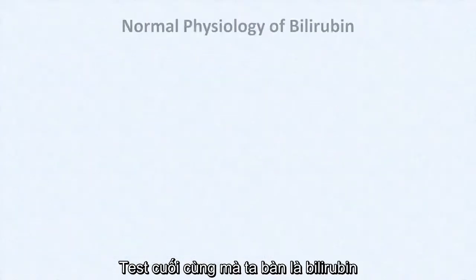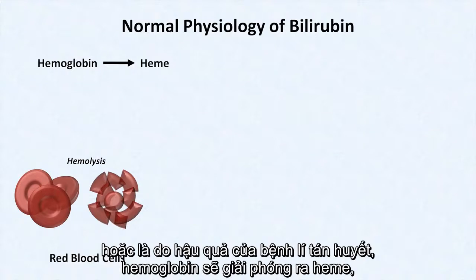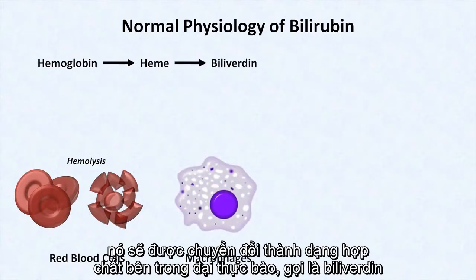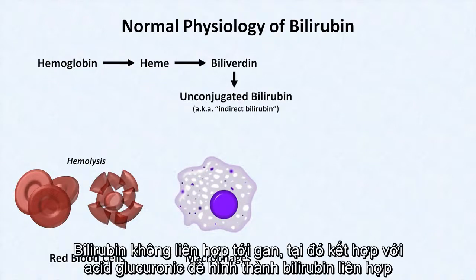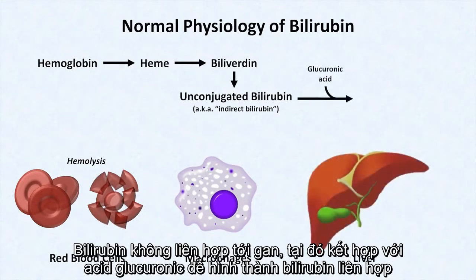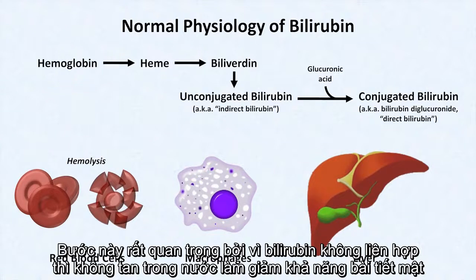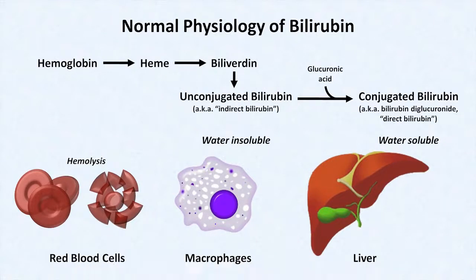The final test to discuss is bilirubin. Bilirubin comes from hemoglobin. As red blood cells break down, either through physiologic degeneration at the end of their normal lifespan, or as a consequence of pathologic hemolysis, hemoglobin releases heme, which is converted inside macrophages into a compound called biliverdin, which is then converted to unconjugated bilirubin. Unconjugated bilirubin travels to the liver, where it combines with glucuronic acid to form conjugated bilirubin. This step is important because unconjugated bilirubin is water insoluble, which impairs its ability to be excreted in bile, while conjugated bilirubin is water soluble.